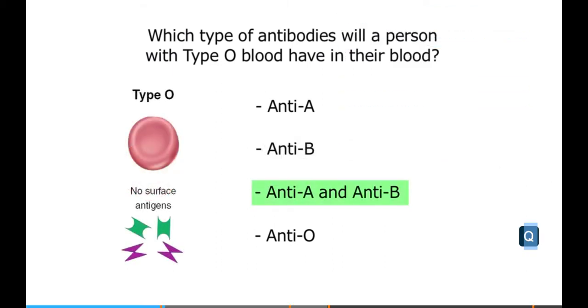Individuals with type O blood have neither A nor B antigens on the surface of their red blood cells. Therefore, they would naturally form antibodies against the A and B antigens.